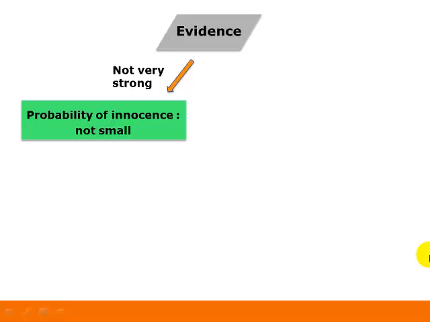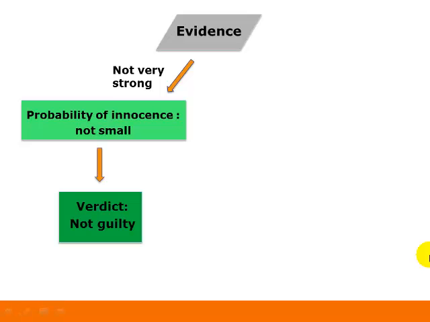So here's our evidence that we're starting with. If our evidence is not very strong, that means the probability of innocence is not small. It might not be large, but on the other hand, it's not small. That would lead us to a verdict of not guilty. Another way of thinking of a verdict of not guilty is that we do not reject the assumption of innocence.